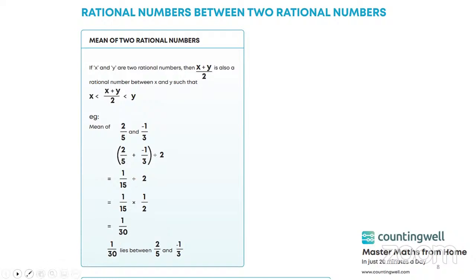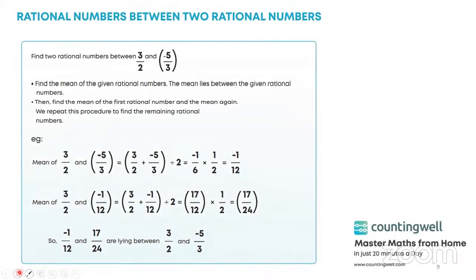Let us see how to find more than two rational numbers between the given two rational numbers. For that, we will first find the mean of the given rational numbers. That mean will definitely lie between the given rational numbers. Then we will find the mean of the first rational number and the mean obtained in step 1 again. We will repeat this procedure to find the remaining rational numbers.